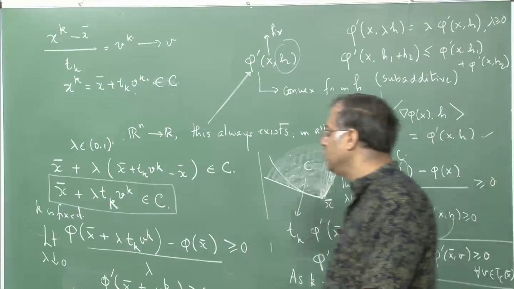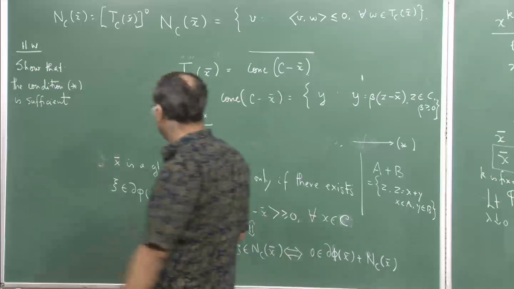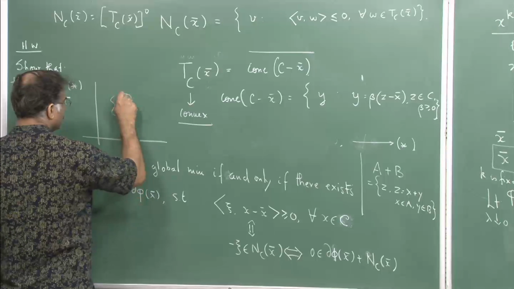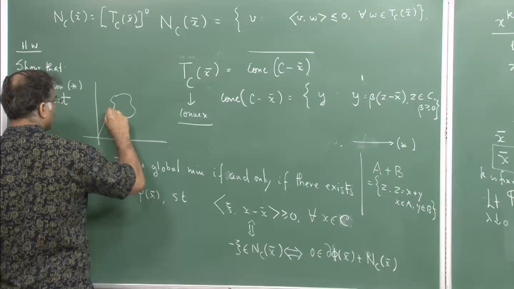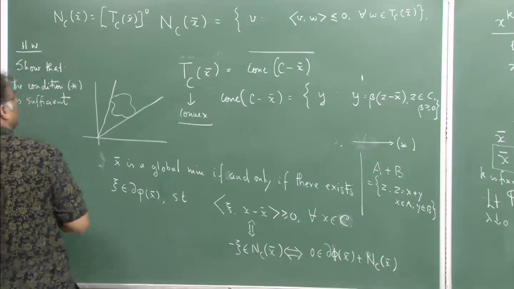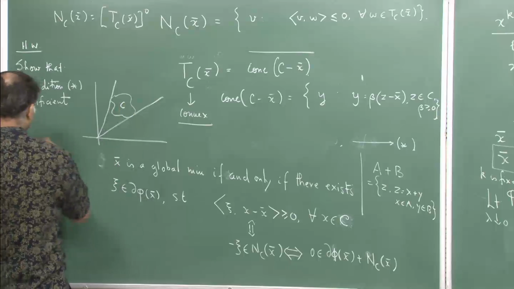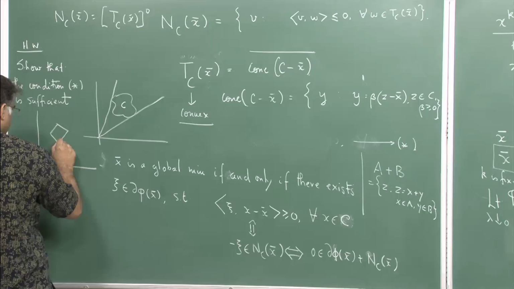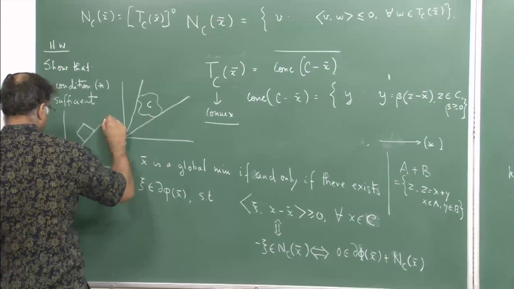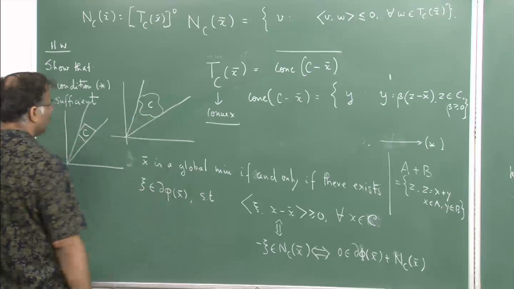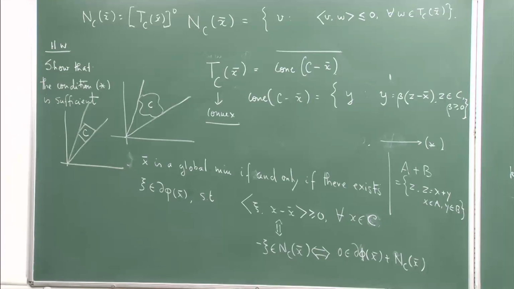You know how you generate a cone, if you just recall. If you have any set C, this is the way you generate a cone. Of course, if you take a convex set C, it will always generate a cone which itself is convex. But non-convex sets can also generate a convex cone, and they can also generate a non-convex cone. So this is the cone.